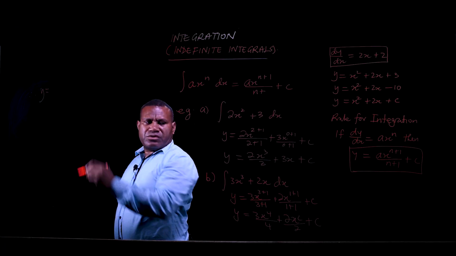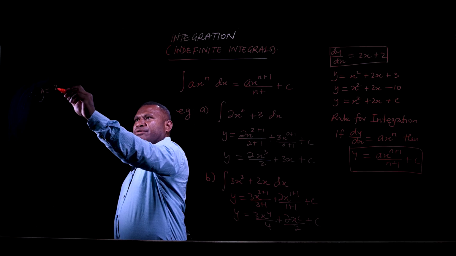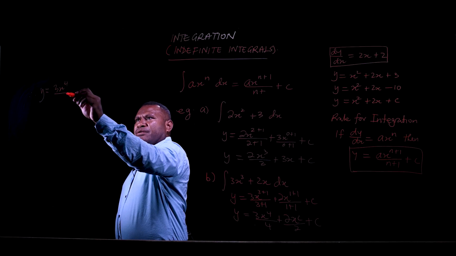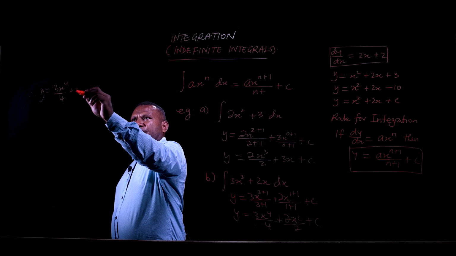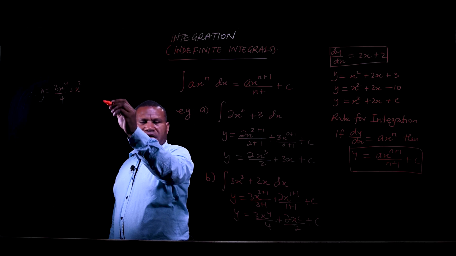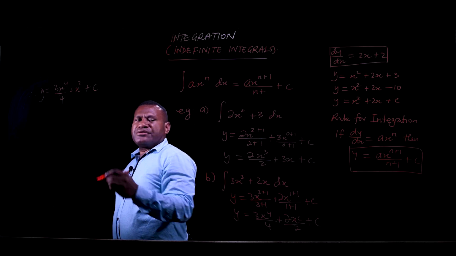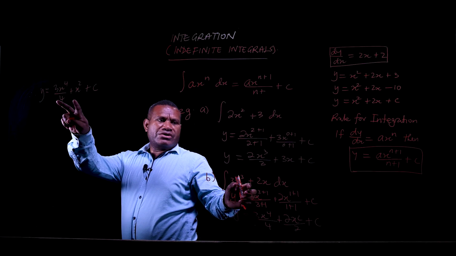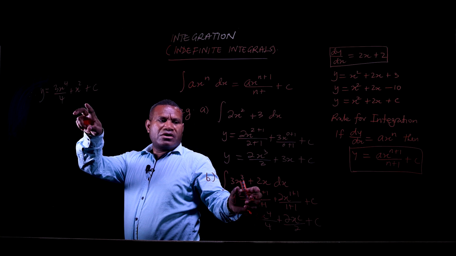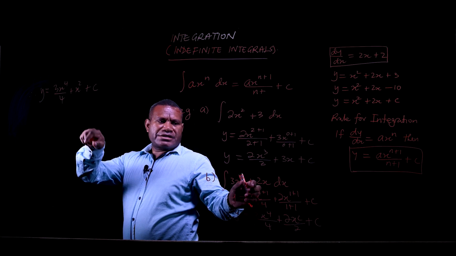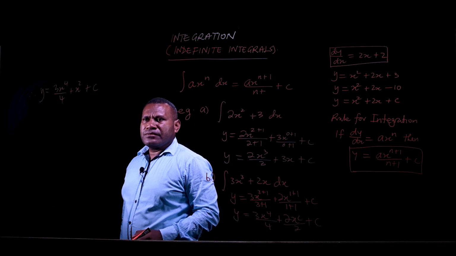Therefore, finally, your final answer will be 3x raised to the power of 4 divided by 4, the 2 cancels out so it will be x squared, plus the constant of integration. So this expression here is your indefinite integral of this function here.